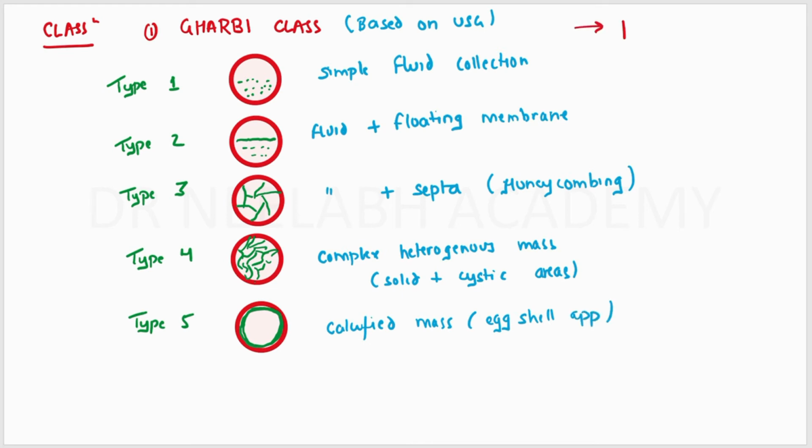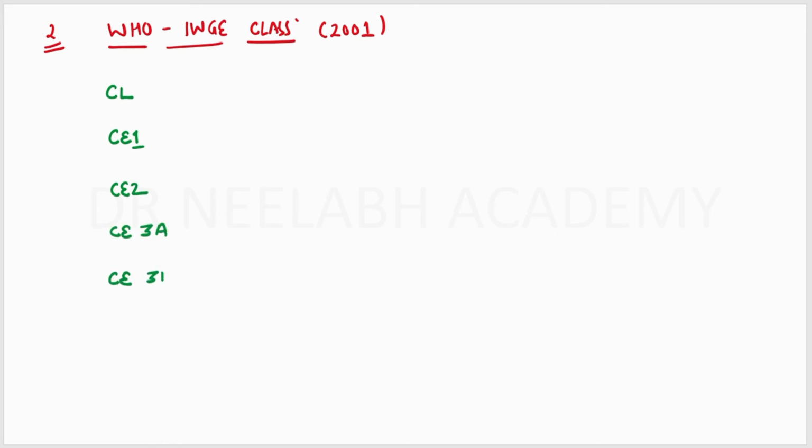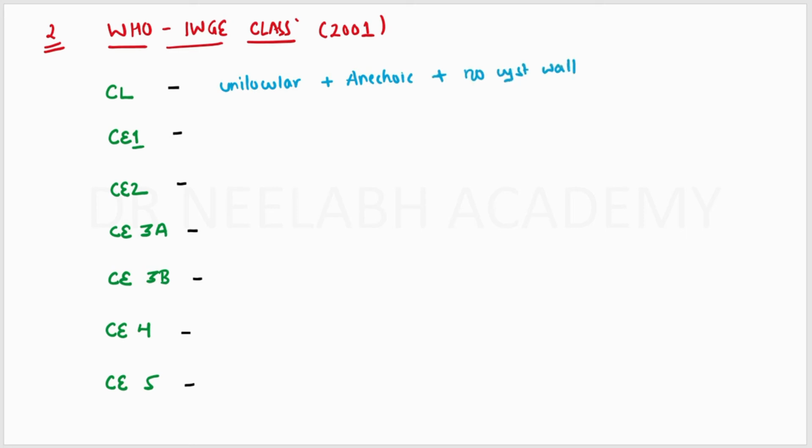Now, the current classification is the WHO IWGE classification that was described in 2001. IWGE stands for Informal Working Group on Echinococcosis. It has 6 classes basically: CL, CE1, CE2, CE3 divided into A and B, CE4 and CE5. CL stands for unilocular anechoic cyst with no cyst wall. CE1 has all the features of CL plus the cyst wall is present with a double line sign.